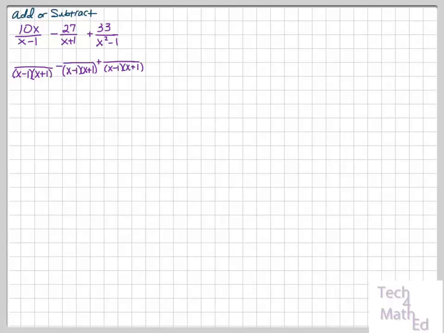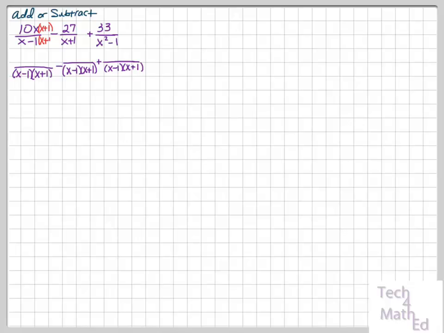Add or subtract 10x over x minus 1 minus 27 over x plus 1 plus 33 over x squared minus 1. Well, the first thing we need to do is find the least common denominator, which is x minus 1, x plus 1. And I'll go ahead and write each of the fractions with x minus 1, x plus 1 as the denominator. Now I'll look back to see what they're missing.